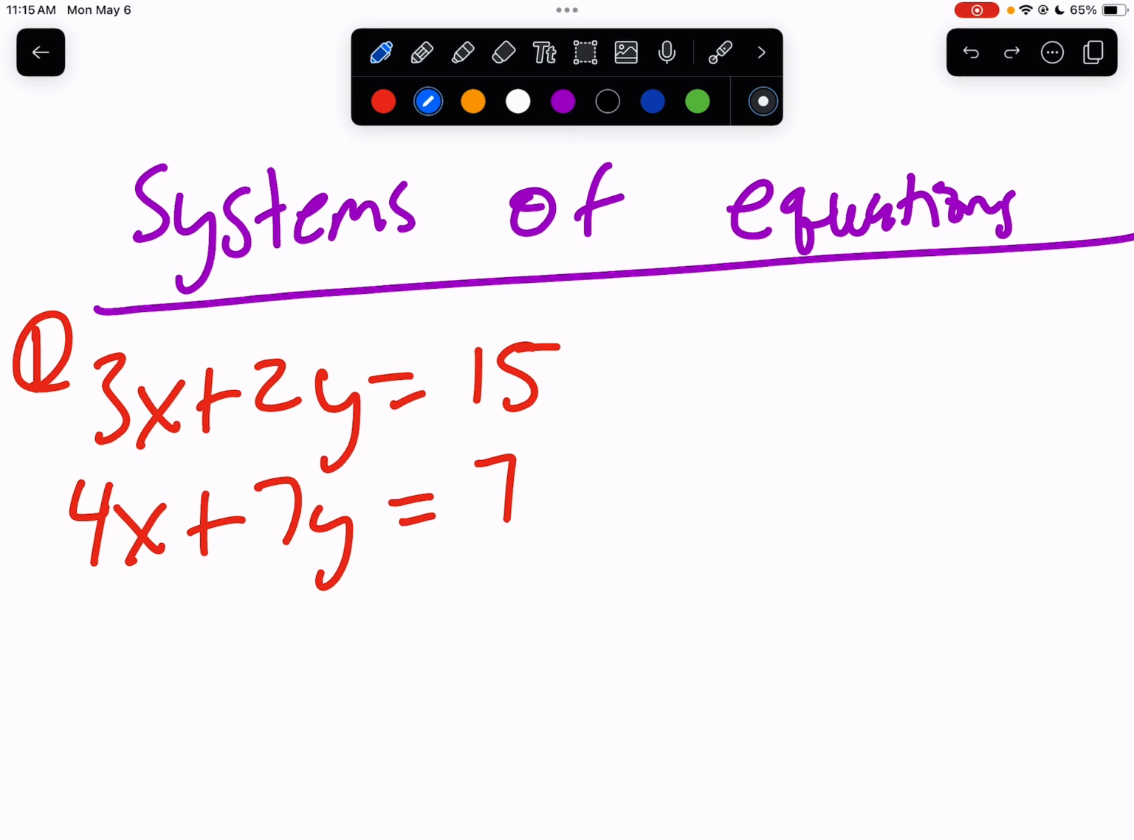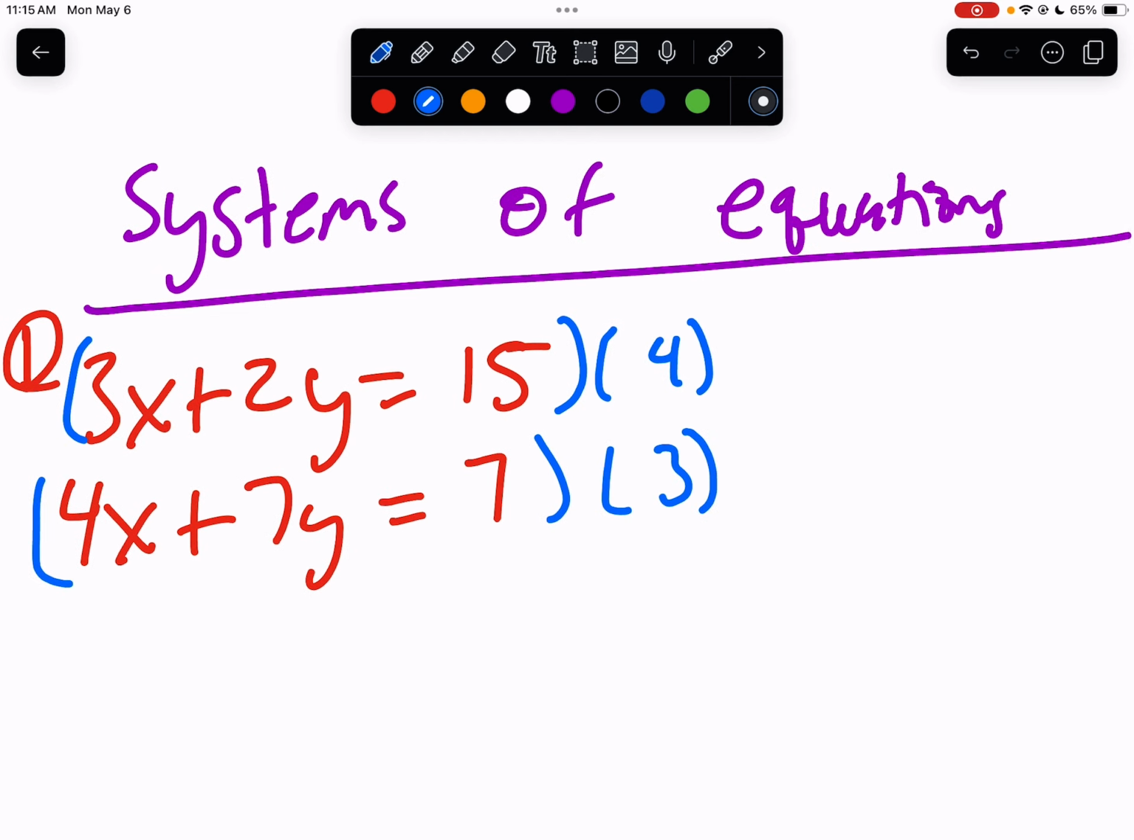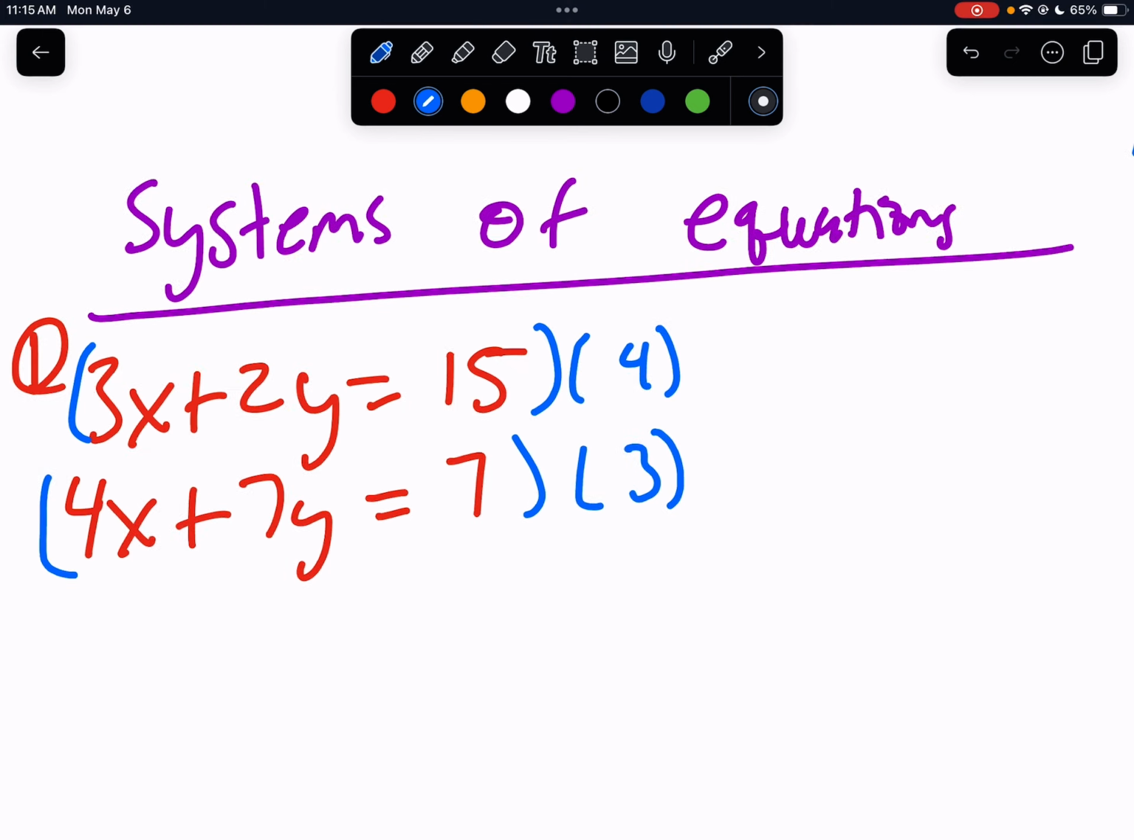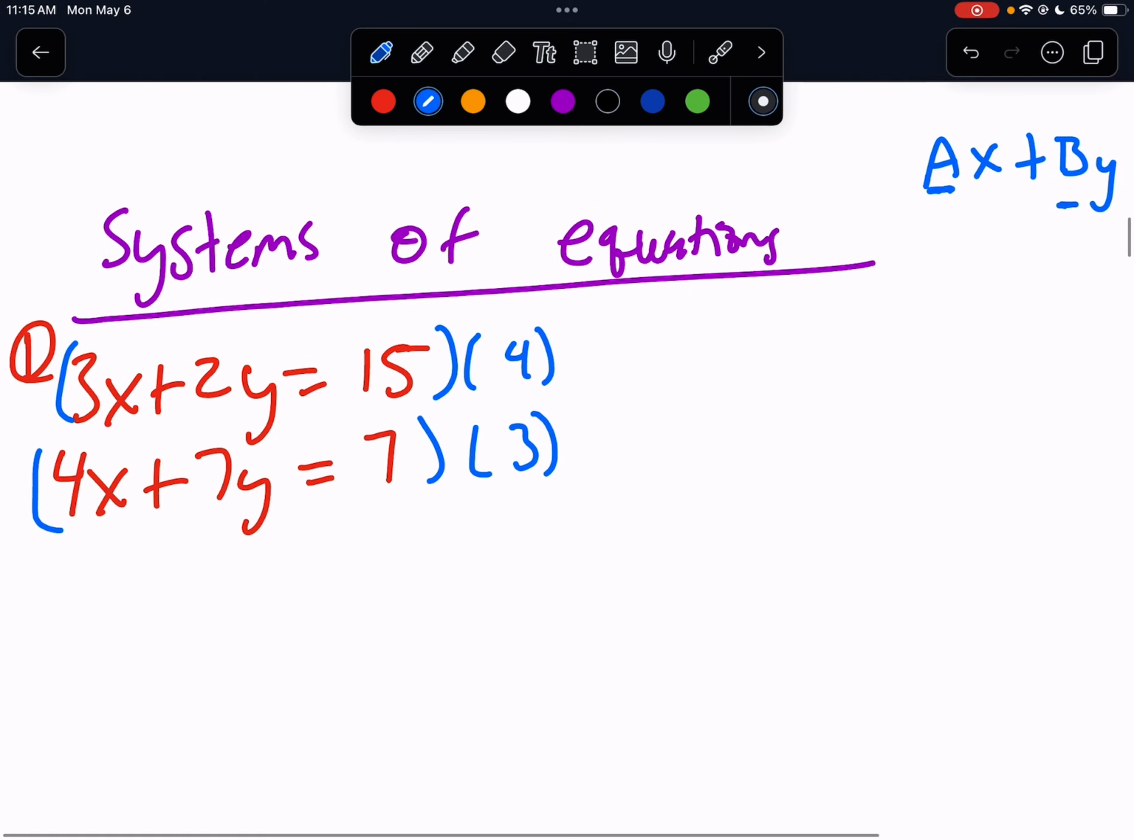So 3 and 4 both go into the number 12. How do I make 3 turn into the number 12? I'm going to multiply it by the number 4. How do I make 4 turn into 12? I'm going to multiply it by the number 3. But I can't just multiply the first number. I have to multiply every number. So I'm going to take that top row and multiply them all by the number 4. And that's going to give me 12x plus 8y equals 60.